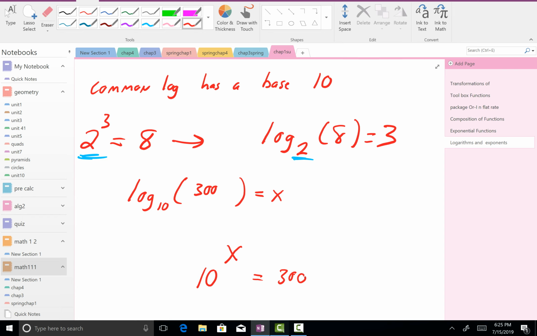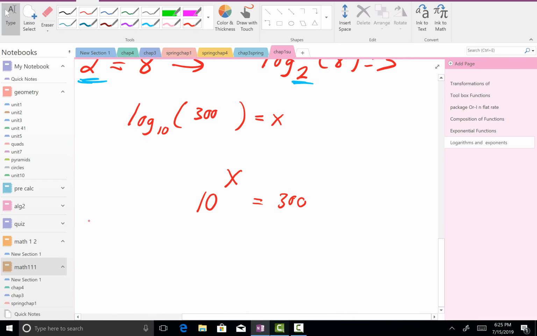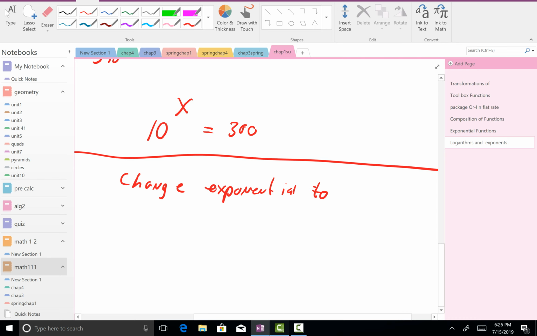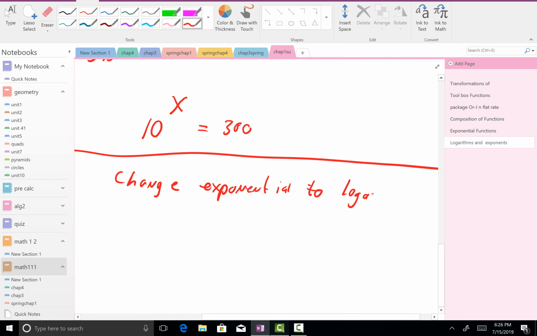Okay, so some of the things they're going to ask you to do is write, let me see, I'm going to get to them. Change exponential to logarithm.